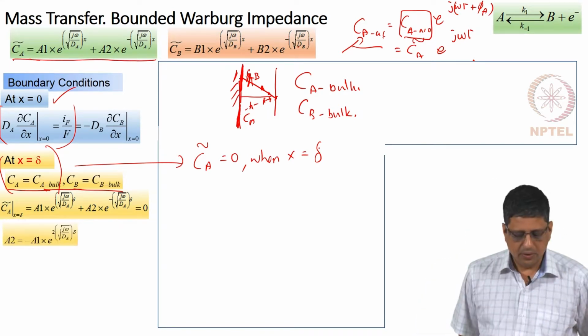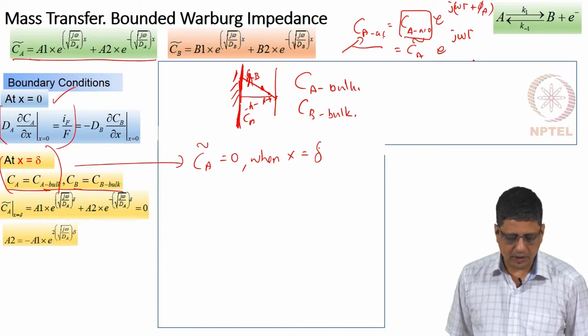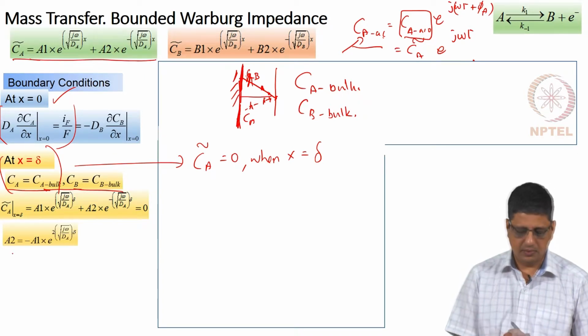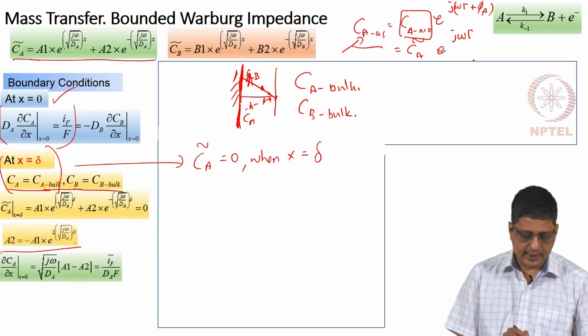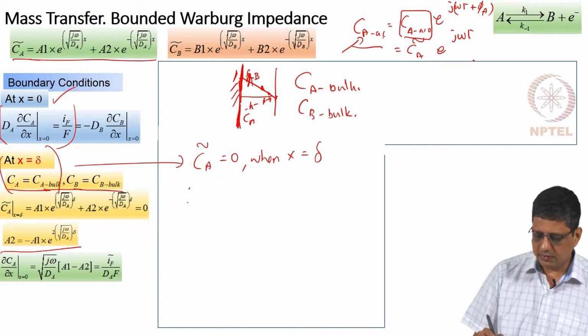First part, you can show that A2 is related to A1 with a factor of e power 2 square root of j omega by dA delta. Right, you can rearrange the first equation and write A2 in terms of A1. Second is a little more complex, but we have seen the procedure.